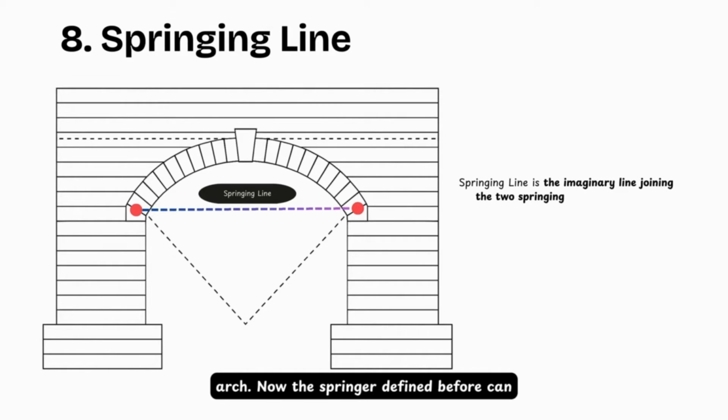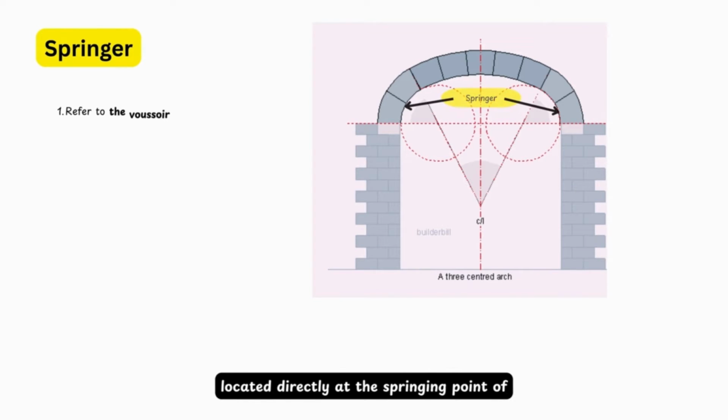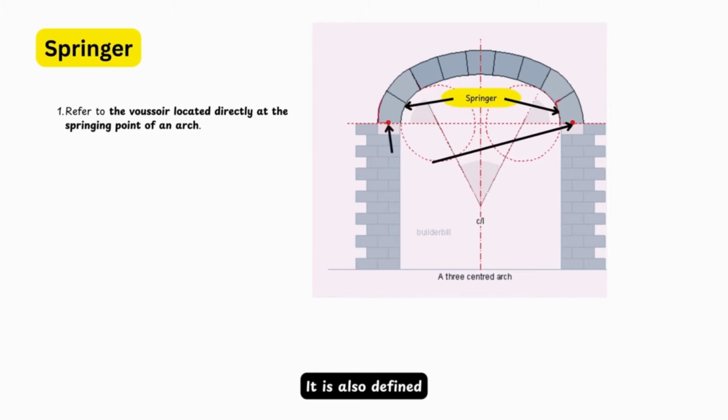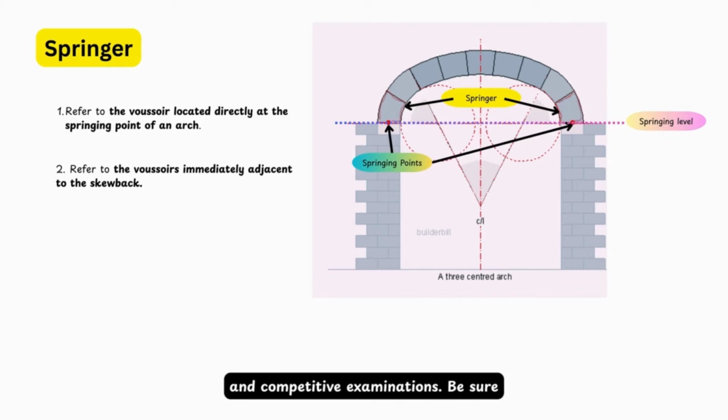Now, the springer I defined before can also be interpreted in different but related ways, and can be asked interchangeably in competitive exams. It can refer to the voussoir located directly at the springing point of an arch. Or, it is also defined as the first voussoir at the base or springing level of the arch. These terms are closely related and often cause confusion in technical and competitive examinations. Be sure to understand the context in which the term is used.